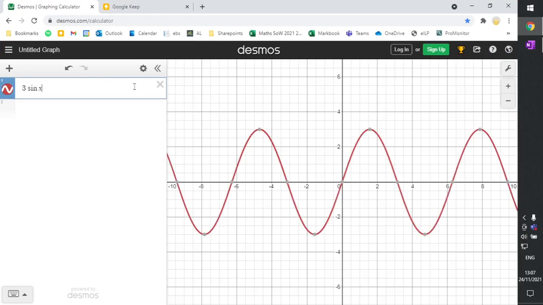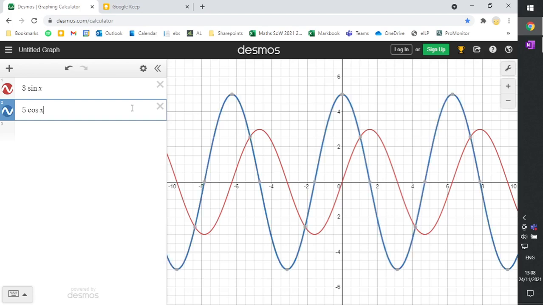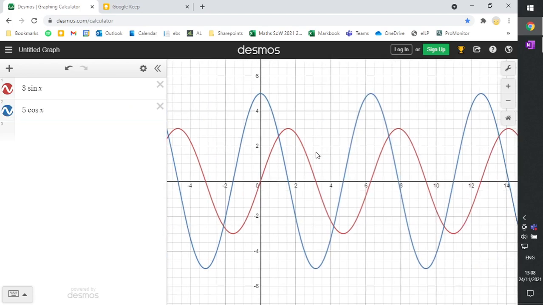3 sine x, okay? So this is a sine graph that's been stretched vertically by 3. And then if I have another wave, maybe something like 5 cos x, then I've just got these two waves here, the red one and the blue one, and I can add these together.